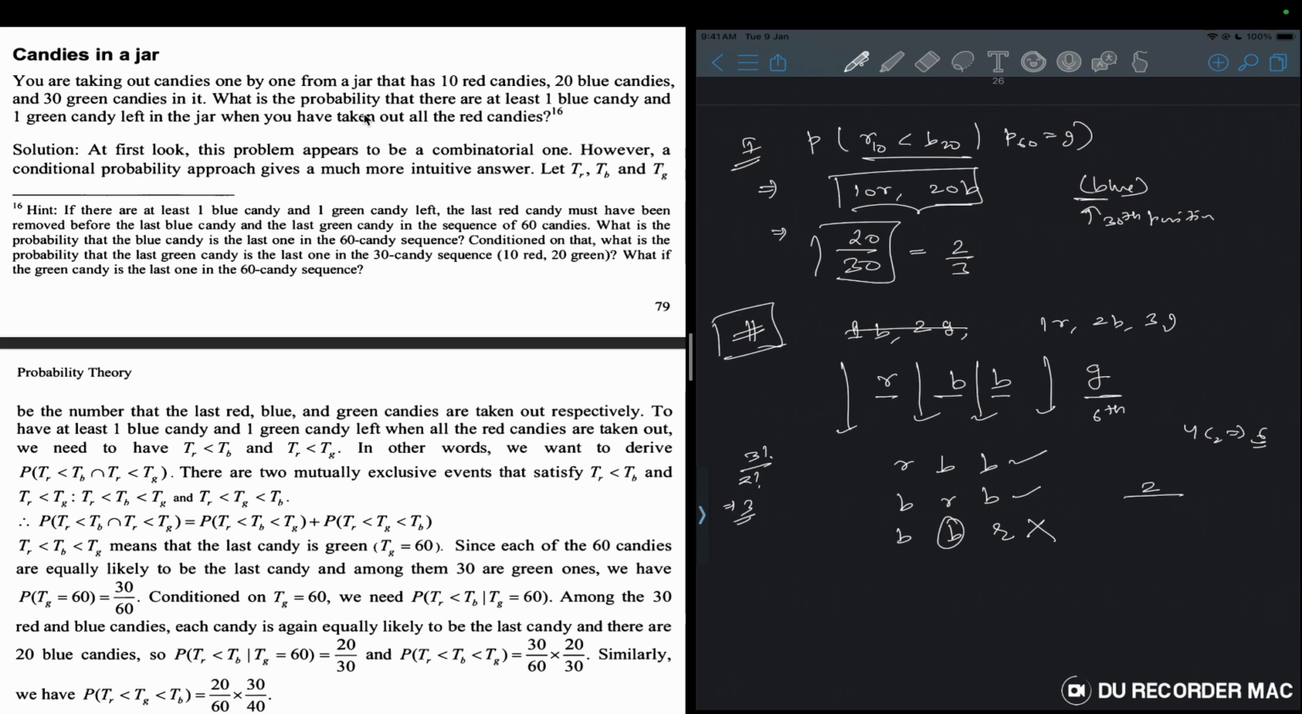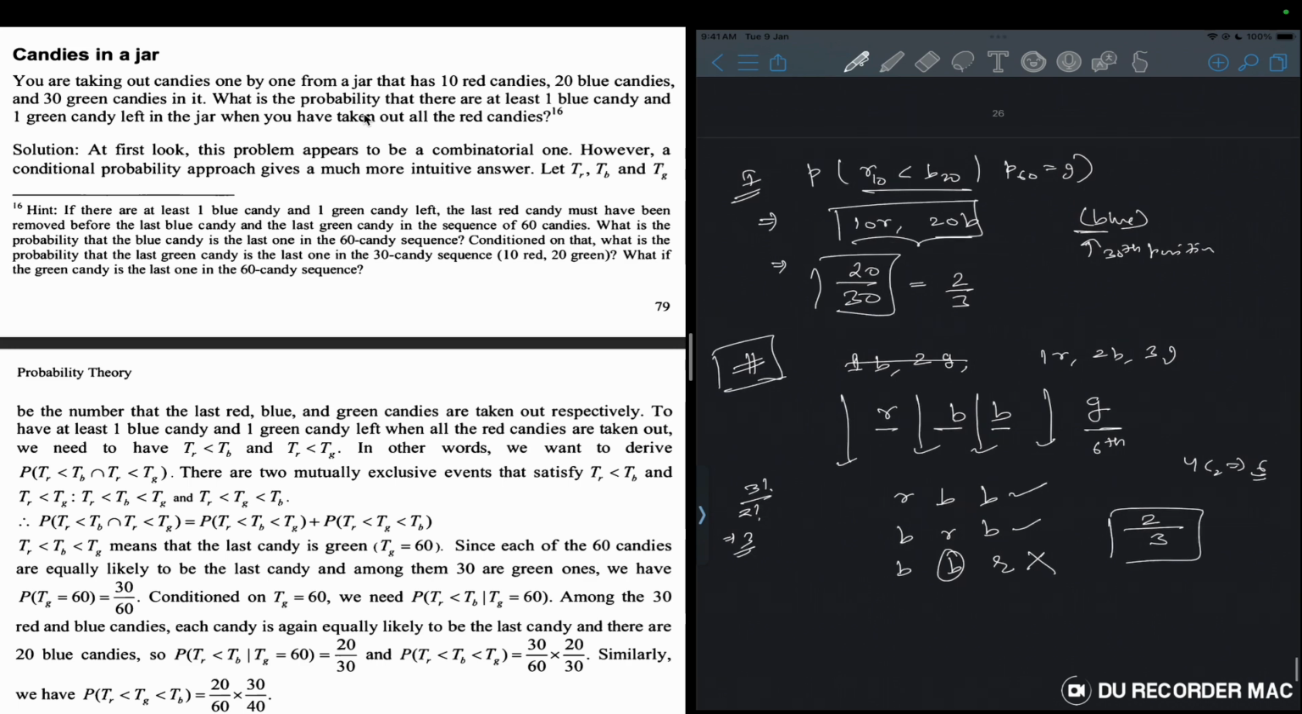2. And what is the total number of sequences? 3, which is 2 by 3. So as you see, the remaining two greens, no matter where we place them, do not impact our probability of the last red being before the last blue, as long as we fix the last place. If we fix the last place as green, that's all.